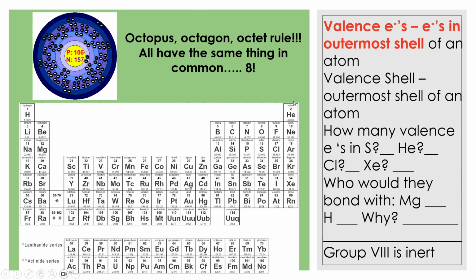So helium has how many valence electrons? He's got 2, but he's full. Chlorine, we talked about that one. He's in group 17. He's right there. He has 7.